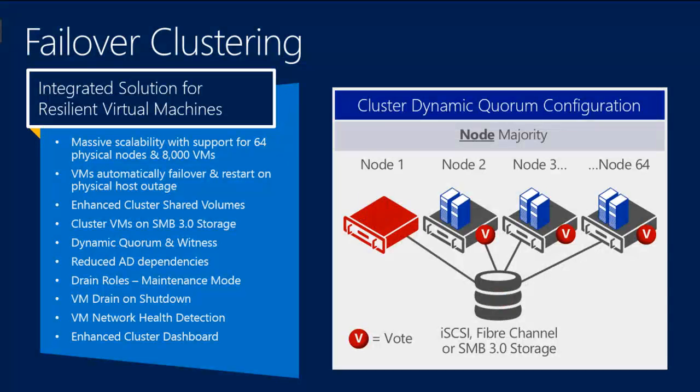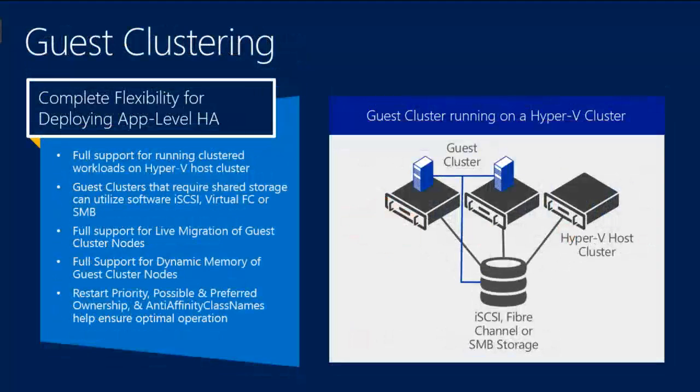Now, if I were to lose a node, in 2012 R2 and 2012, we introduced something called dynamic quorum. So that if I were to lose a node, the quorum automatically adjusts itself to reflect the new number of nodes in the cluster. So we could lose a significant number of nodes in one hit, a whole rack, for instance, and the cluster will stay up and running. Okay? So that's providing that foundation.